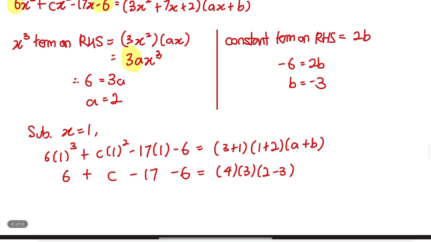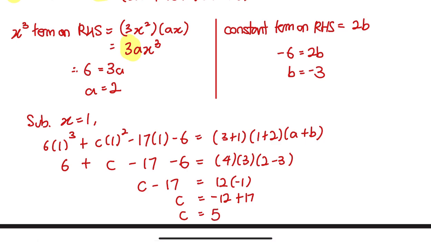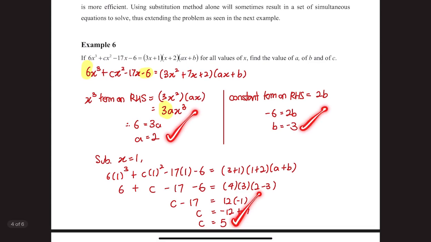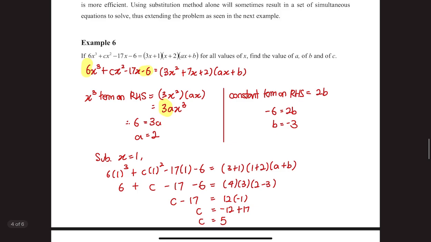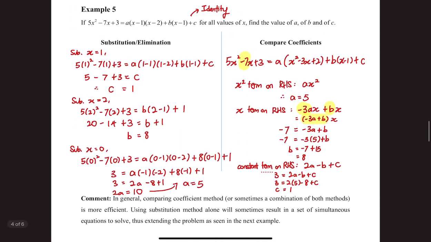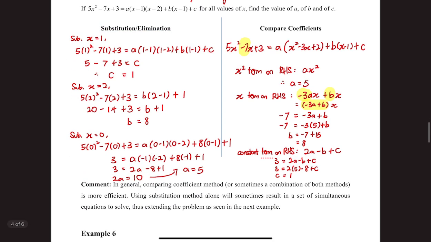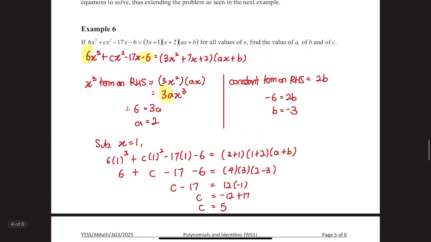Simplify my left side. c minus 17 is equal to 12 times negative 1, which is negative 12. c is simply equal to negative 12 plus 17. c is therefore equal to 5. And with that, you see, we have solved this much faster for example 6, using comparing coefficients to find the value of a, b, and c. But you can also try the other method. I think this one will take much longer. So if you are able to spot by comparing coefficients, in this case, example 6, this will be a much faster method.